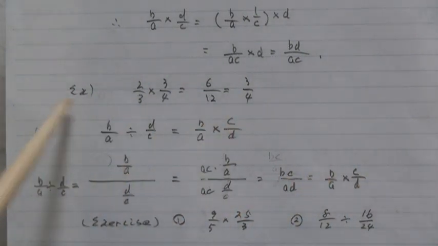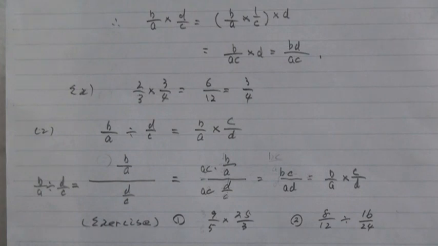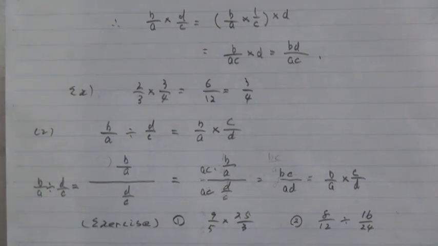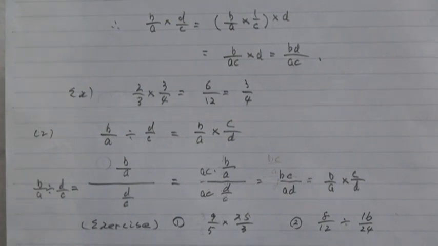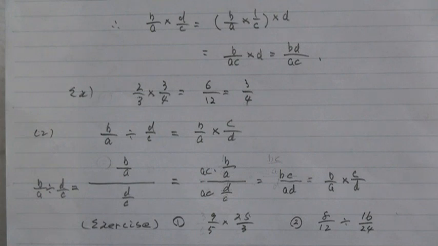And I could say, exercise: check 1, 9 over 5 times 25 over 3, and circle 2, 8 over 12 divided by 16 over 24. You find it's finished.